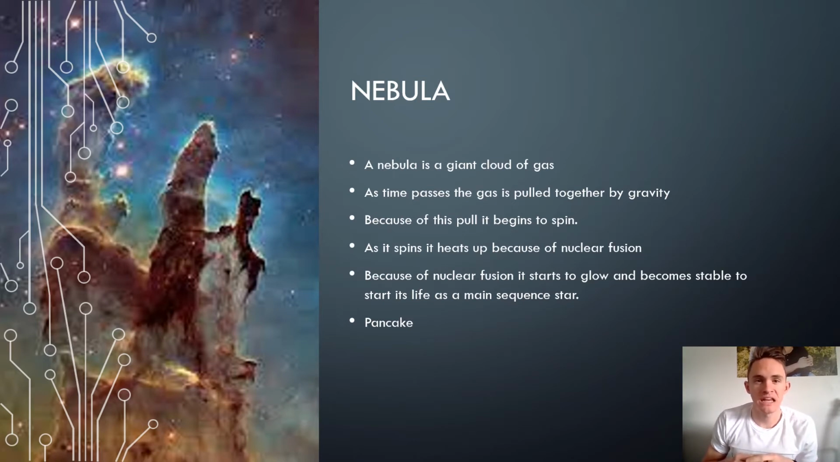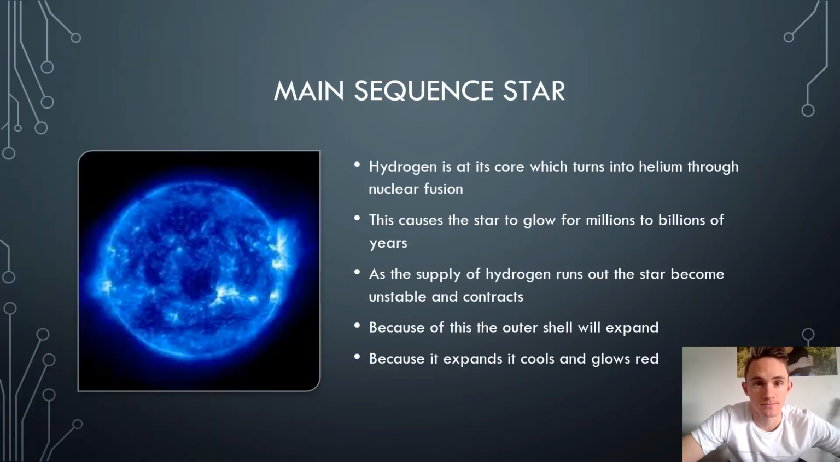The moment it starts to heat up, that's when it takes form into a main sequence star. A main sequence star has a core made out of hydrogen. The hydrogen, through nuclear fusion, turns into helium. That's what causes it to glow, and it glows for millions to billions of years. I know, that's a long time.